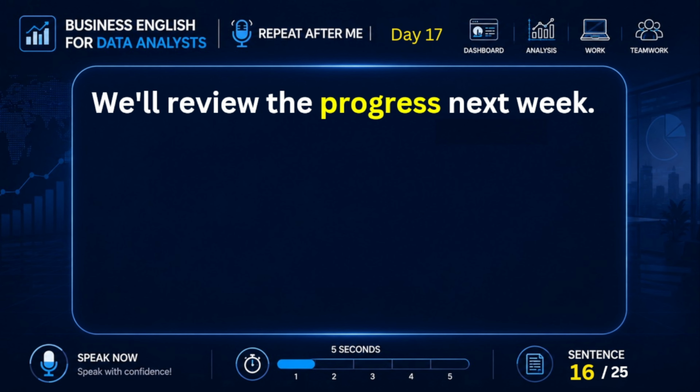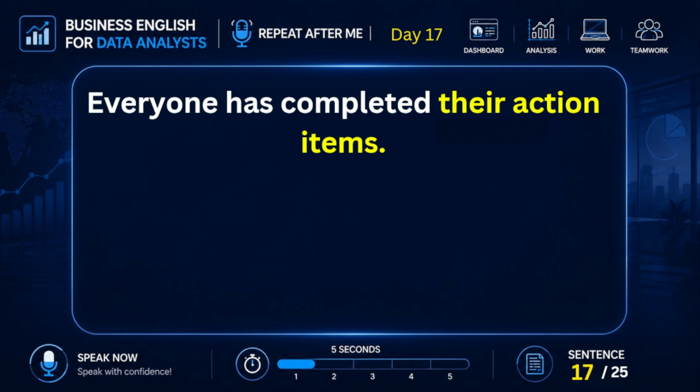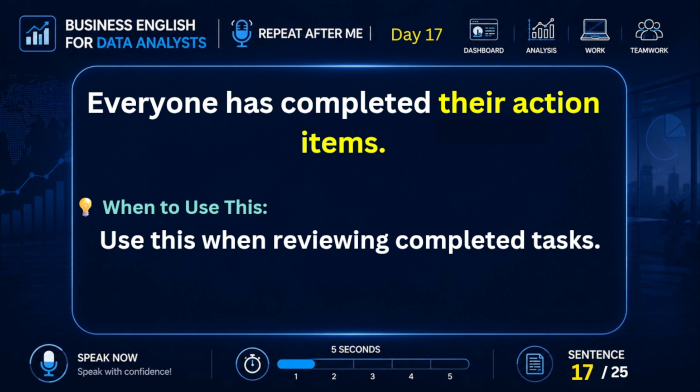We'll review the progress next week. Use this when planning the next status update. Everyone has completed their action items. Use this when reviewing completed tasks.